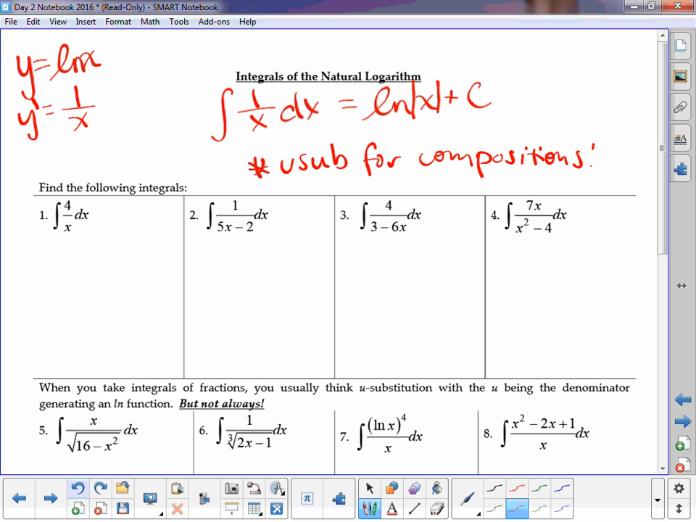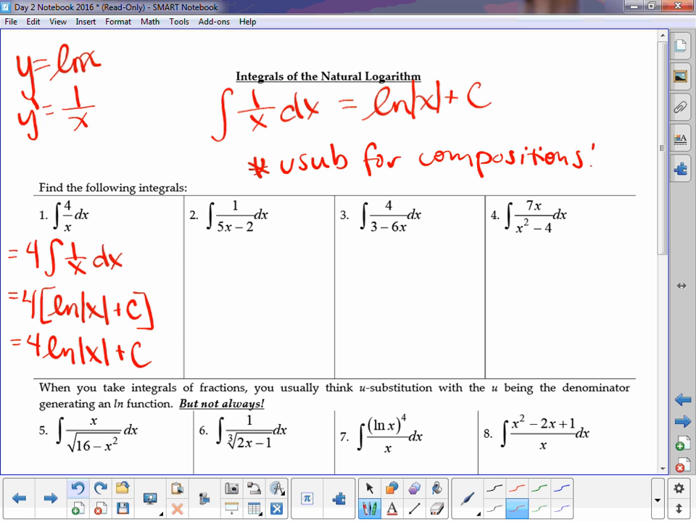Okay, so let's take a look at number 1. 4 over x dx. Does that look exactly the same as this guy here? It's pretty close. That pesky 4 is in our way. What can we do with that 4? Yeah, just bring it out in front. And what's the antiderivative of 1 over x? Natural log of the absolute value of x plus c. And once again, you can multiply that forward to the constant, but it's not necessary. Put the absolute value or not? It is absolutely essential you put that absolute value. If you do not have the absolute value, it will be wrong.